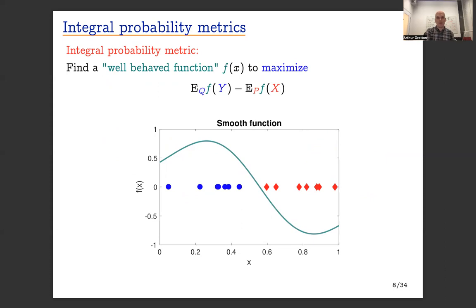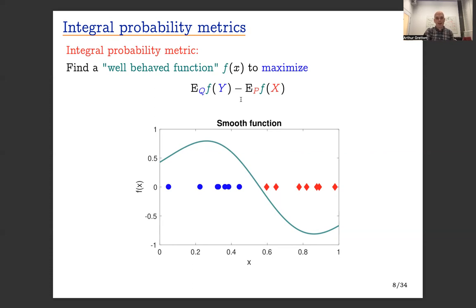the red. All right. Now the function has to be well-behaved because then it gives a hierarchy of similarity between models P and Q. So in this case, we say that Q and P are closer together. The discrepancy in expectations is smaller, and it's smaller here than here because we've used a smooth class of well-behaved functions to distinguish the distributions. These functions are called the witness functions.